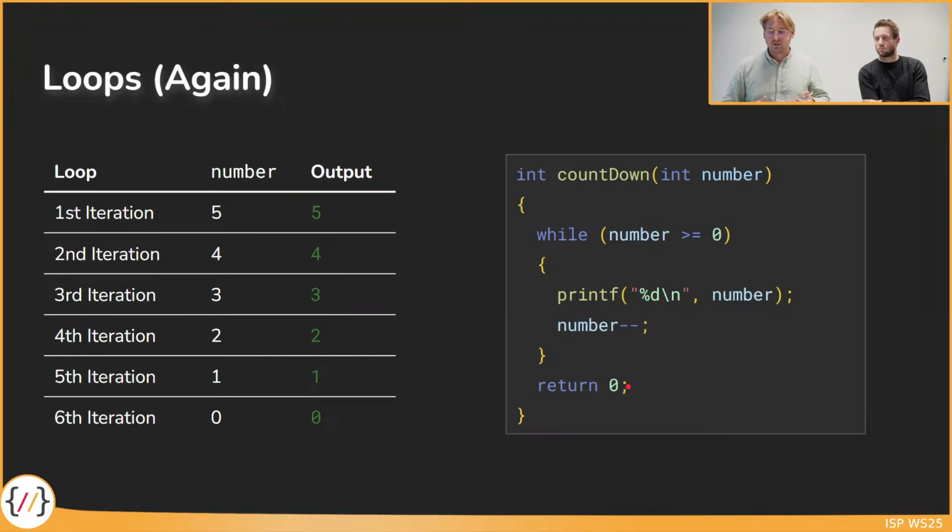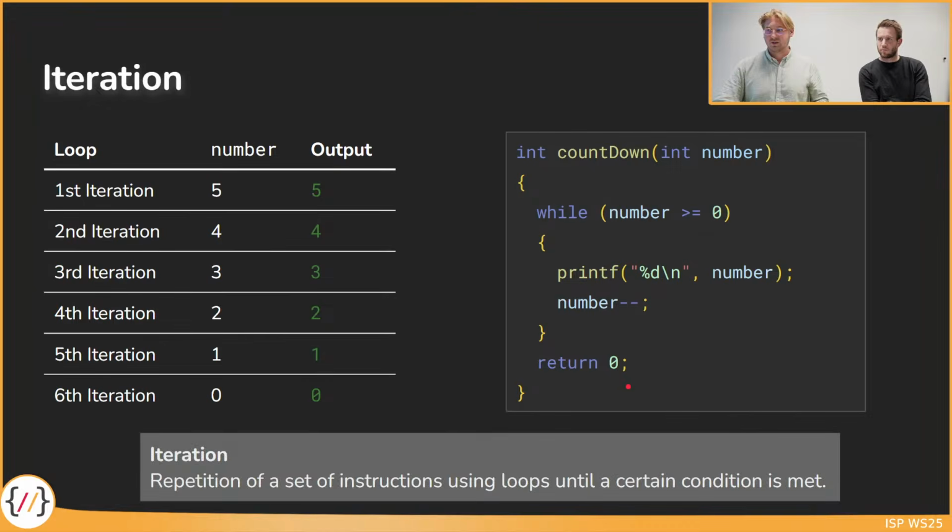And in this case, the loop runs 6 times, or in other words, it runs 6 iterations. We can describe an iteration as a repetition of a set of instructions, so a set of statements here in this while loop, using loops until a certain condition is met.